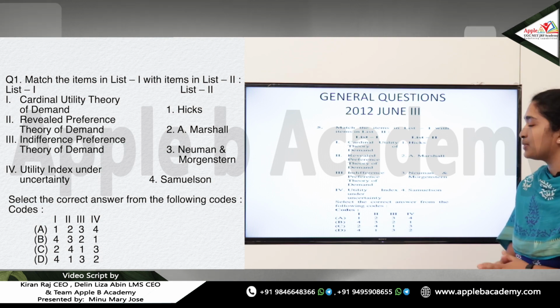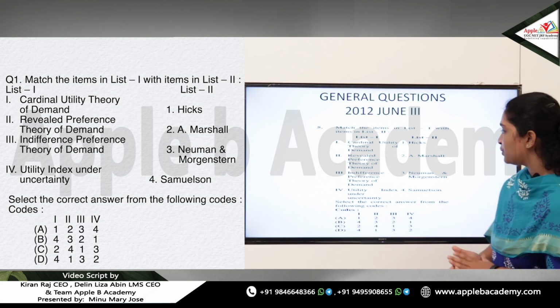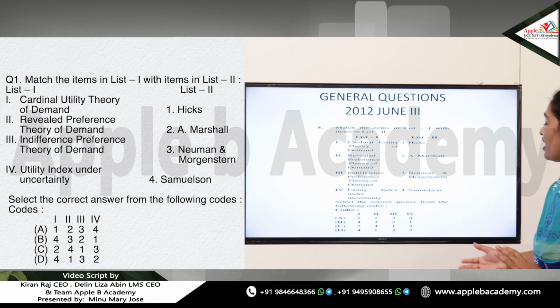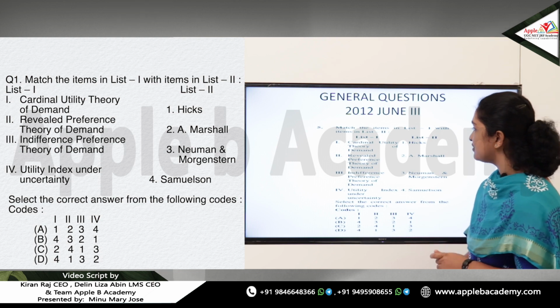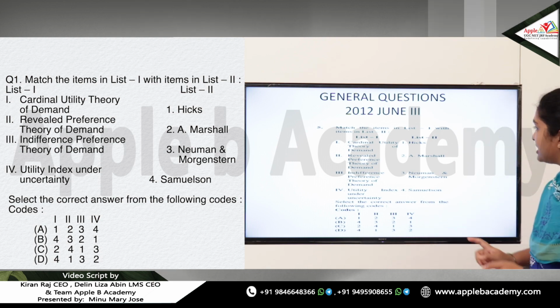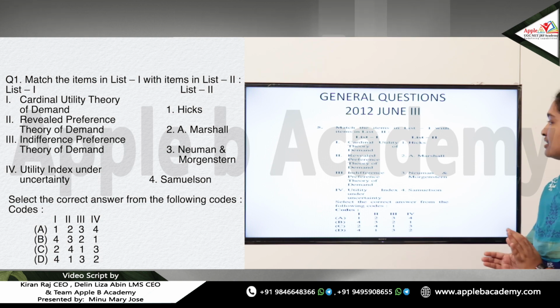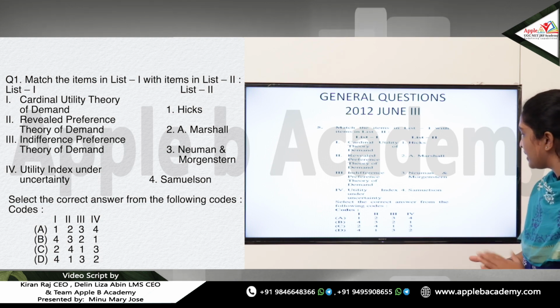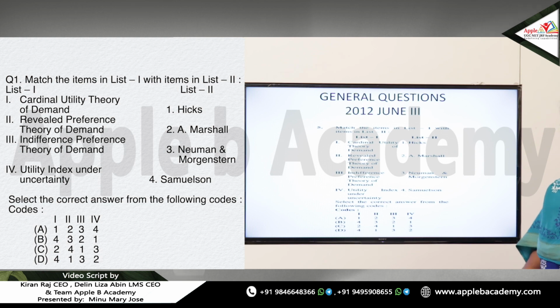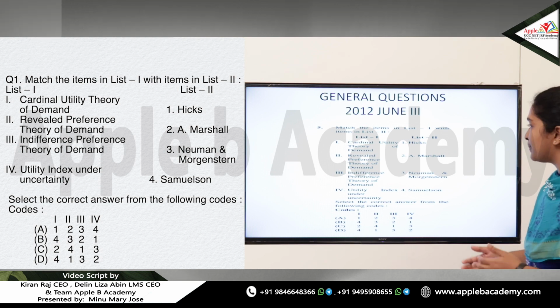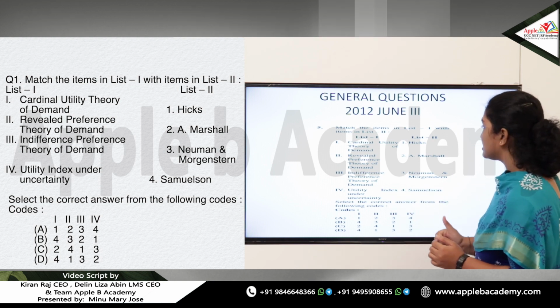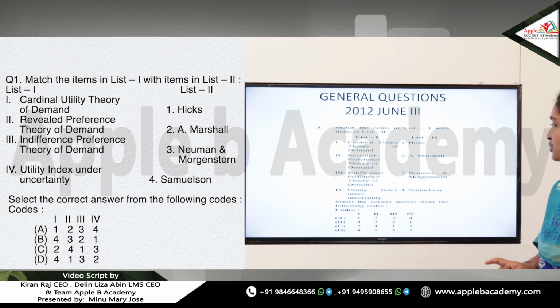The cardinal utility theory, we know, was proposed by Alfred Marshall. So the first one can be matched with option 2 in list 2. And the second one is revealed preference theory. The revealed preference theory was given by Samuelson, which is also direct. And the third one, the indifference preference theory, was given by Hicks and Allen. So Hicks is given in list 2 as option 1. So the third one can be matched with option 1 in list 2.